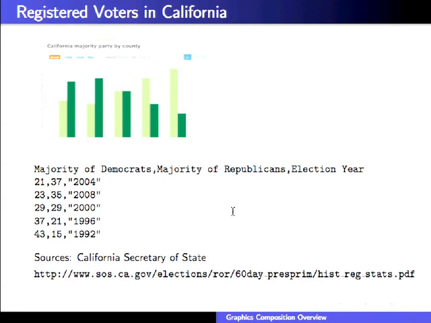And you see majority of Democrats, majority of Republicans, election year. Those are essentially the variable names. The first row is 21-37, 2004. Then comes 23-35, 2008. 29-29, 2000. 37-21, 1996. Is anybody saying, oh, no? Allie says it's out of order. It's out of order. And so, can you tell what was actually plotted?